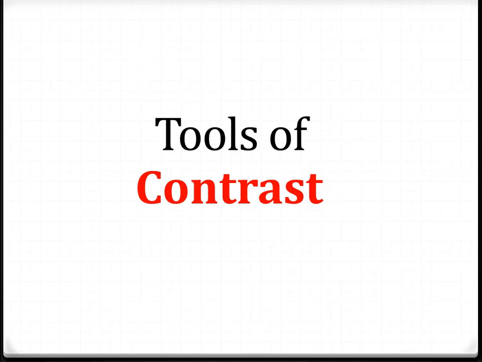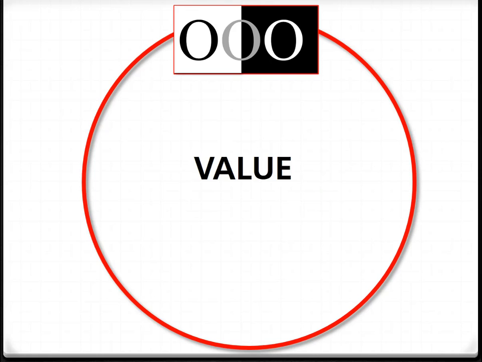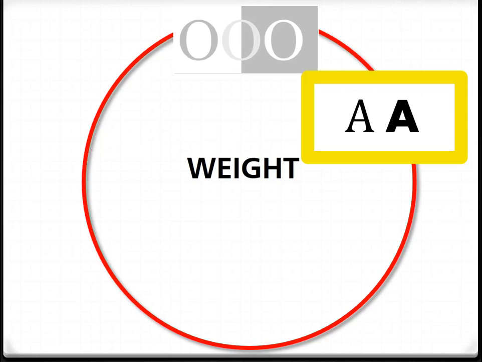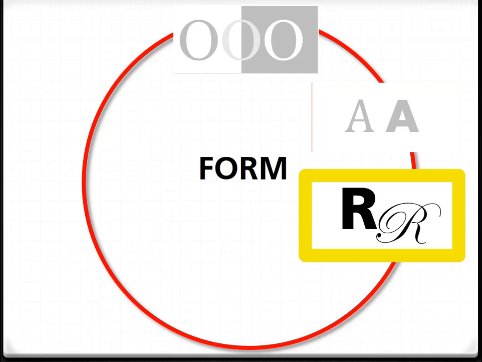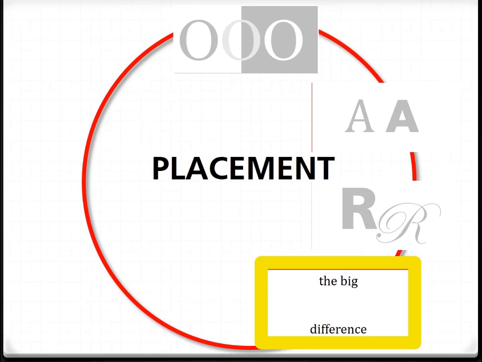Let's think of some ways that you can create contrast in your presentations. Value contrasts light and dark, negative and positive, solid and tint, and colors with black and white. Weight contrasts bold with light, mass with line, thick with thin. Form contrasts capital letters with lowercase, Roman letters with italic, script fonts with simple, square with round. Placement contrasts high and low, centered versus left and right, together and apart.